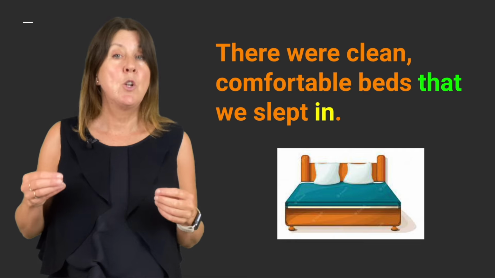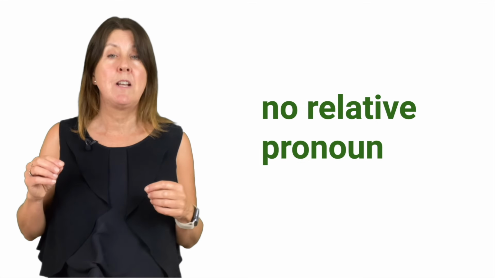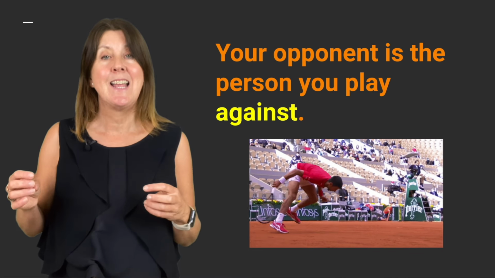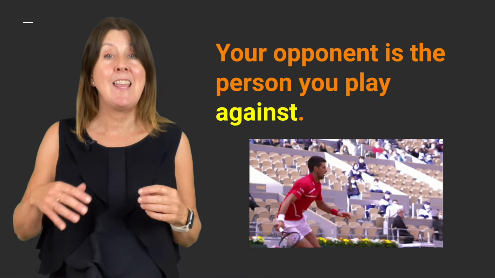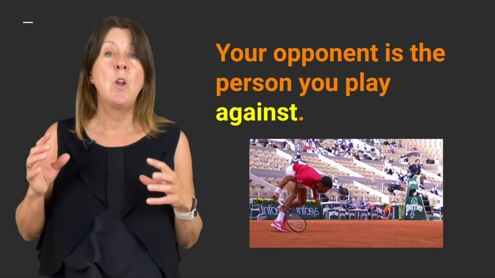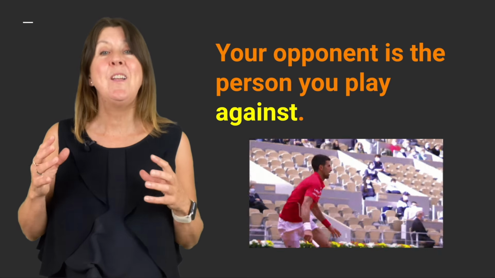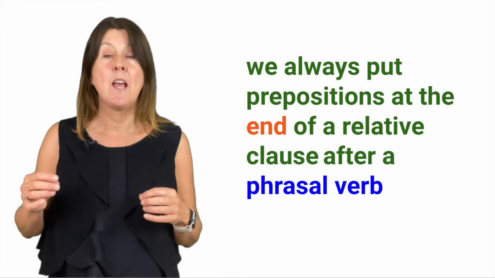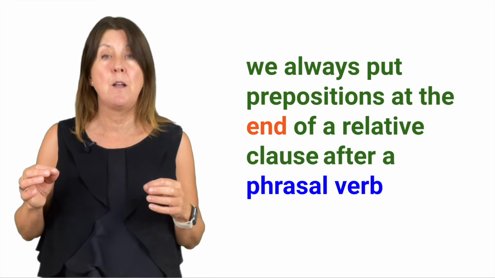Or let's look at an example with no relative pronoun. Your opponent is the person you play against. Here the preposition is at the end of the relative clause, against, and there's no relative pronoun. We always put the preposition at the end of a relative clause after a phrasal verb.